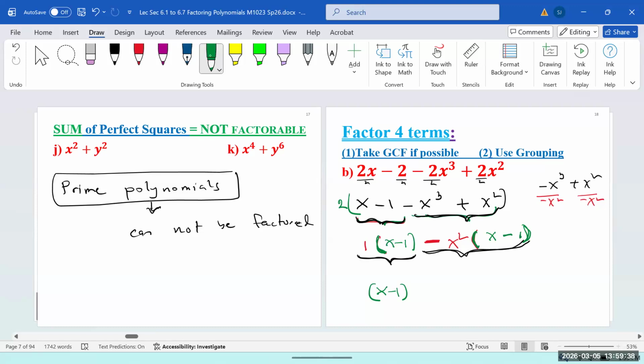So you see x minus 1 in both groups. Remember, factoring means dividing. So if you divide this one by x minus 1, what is left in the first group? 1. And if you divide this by x minus 1, what is left? Minus x squared. So from 4 terms, we get 2 factors. But what can we not forget about? The GCF. Good job. We pulled a GCF out, so we have to keep bringing it down. And now we are finally done.